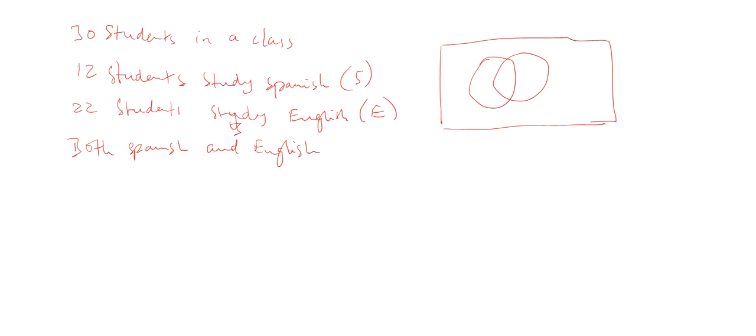So they're only referring to 2 sets. We know there are 30 students in a class, so the number in the universal set is equal to 30. 12 students study Spanish. When they tell us 12 students study Spanish, they are talking about the whole circle. So N(S) is equal to 12. And they tell you 22 students study English, so N(English) is equal to 22, right? Some students might put the 12 here, and they might put the 22 here, which is incorrect.